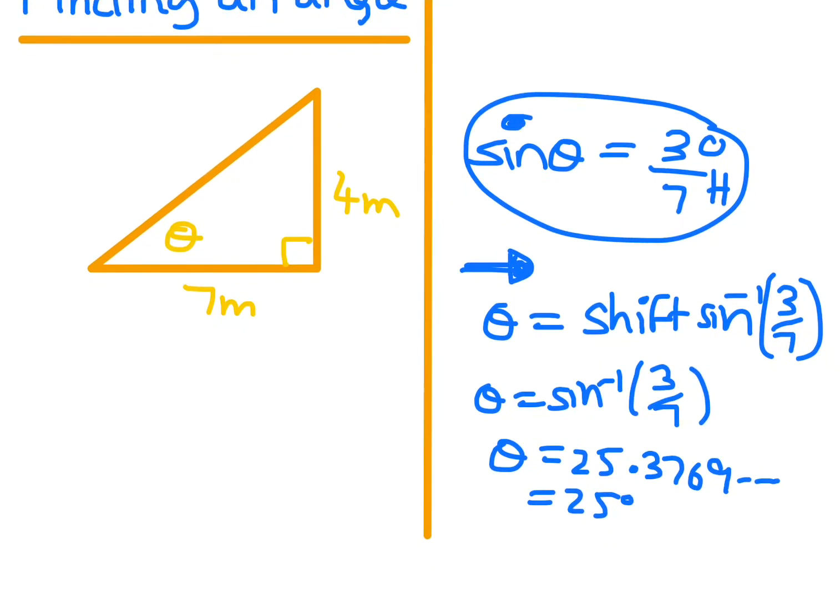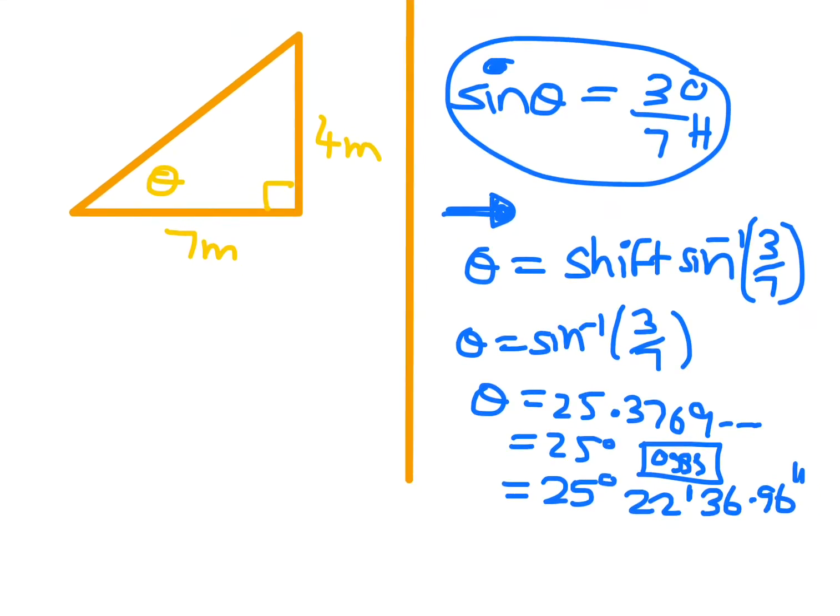But if you wanted to put that into degrees and minutes, you need to then press an additional button, and the button looks like this. That's your degree minute button. So it'll change this decimal 0.3769 to something that is out of 60. So when you press that straight out, you get 25 degrees, 22 minutes, and then 36.96 seconds.